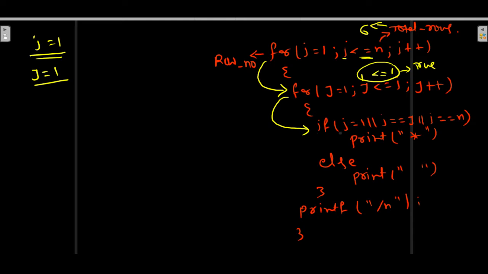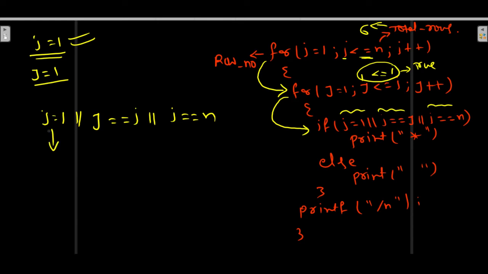Now check. I hope that you are aware of the execution of a for loop and an if-else block. i is 1. This condition is true. You can see that inside the if I have written three conditions: i equal to 1 or j equal to i or i equal to n. I'll tell you individually what these conditions are doing.